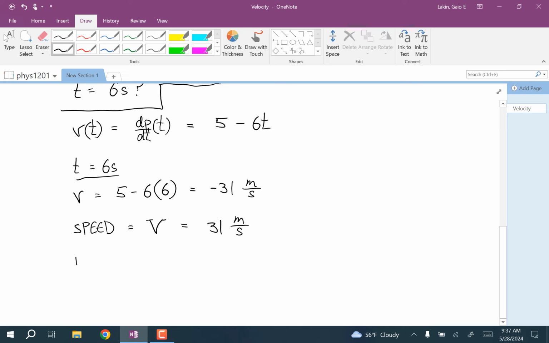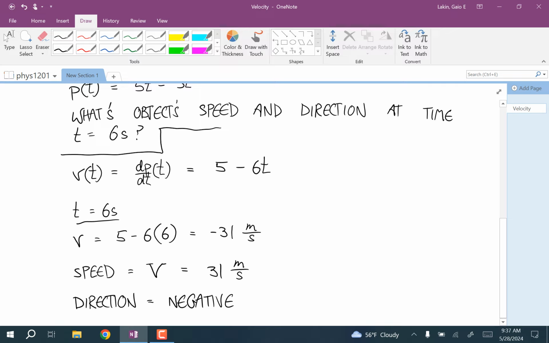And now what about the direction? Well, the object is moving in the negative direction because that's the sign of the velocity. Okay?